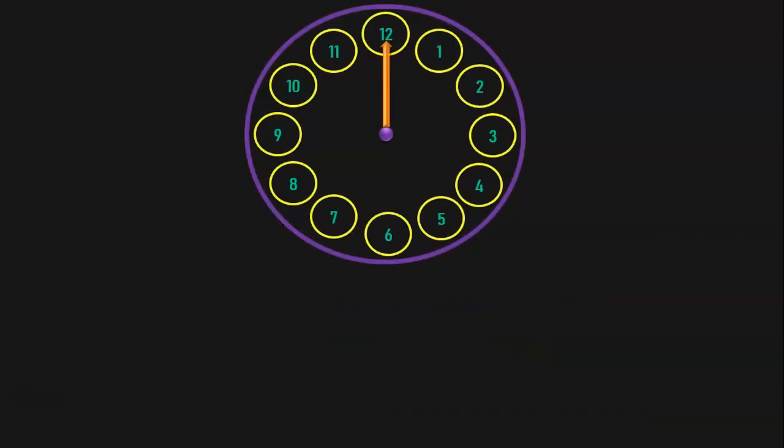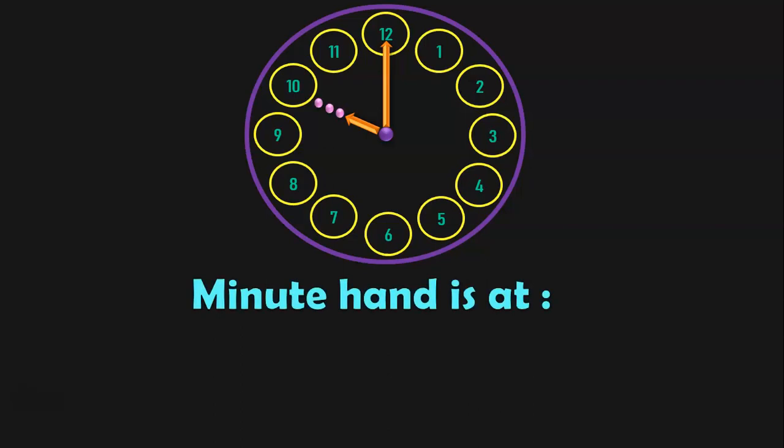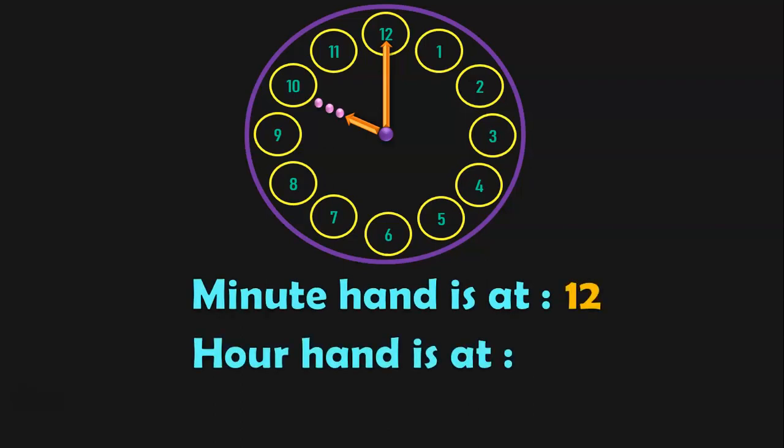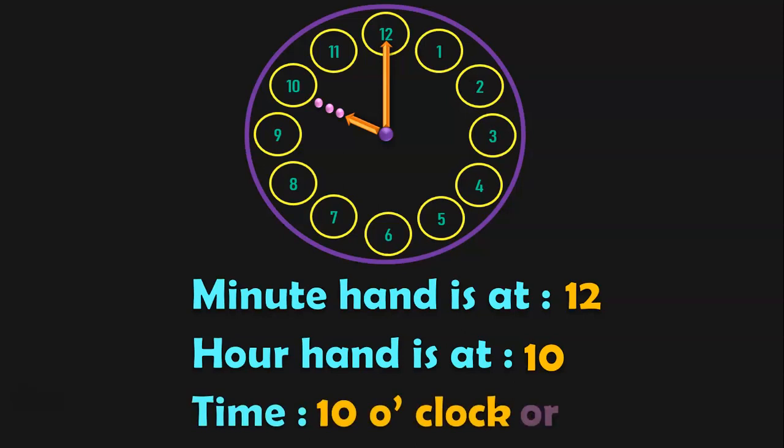Let us do another example. In this clock, the minute hand is at 12 and the hour hand is at 10. So take and write it down. Minute hand is at 12, hour hand is at 10. So what does it indicate? The time is 10 o'clock or 10:00.